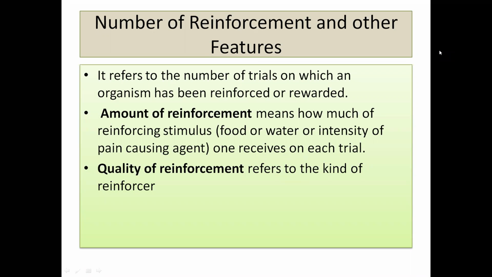Now, students, if I give you maybe peanuts when you are performing so well, the quality of reinforcement is very, very poor. But on the other hand, if I give you a chocolate or a piece of cake, it is a very good reinforcer. So the course of operant conditioning is usually accelerated as the number, amount, and quality of reinforcement increases.